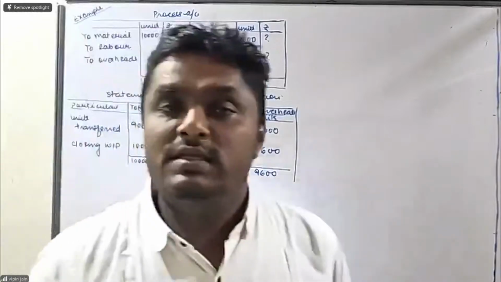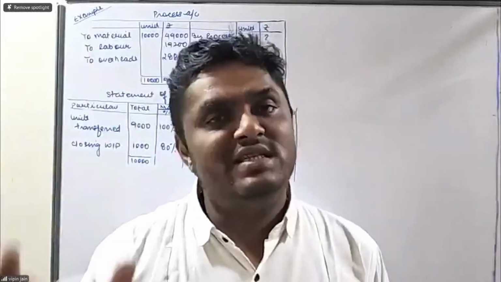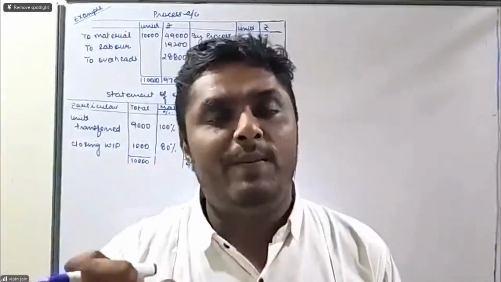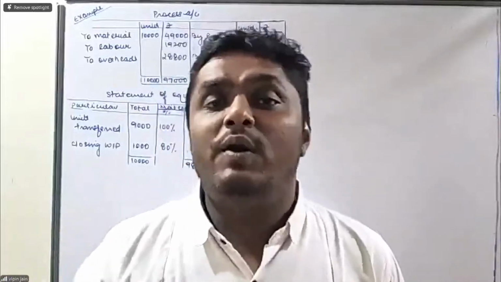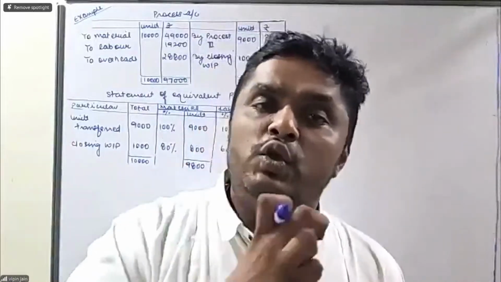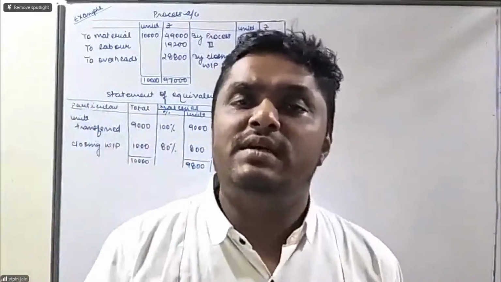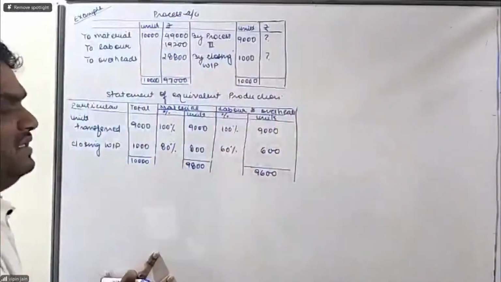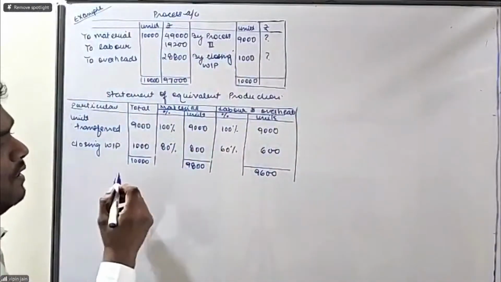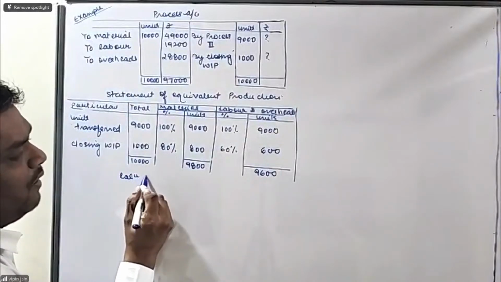Again, guys, just following the same approach, but in a systematic way, because the percentage of completion of material and labor overheads are different. If it were given straight away that closing work in progress is 70% complete, there would be no need to prepare this statement. Now calculation of cost per unit.